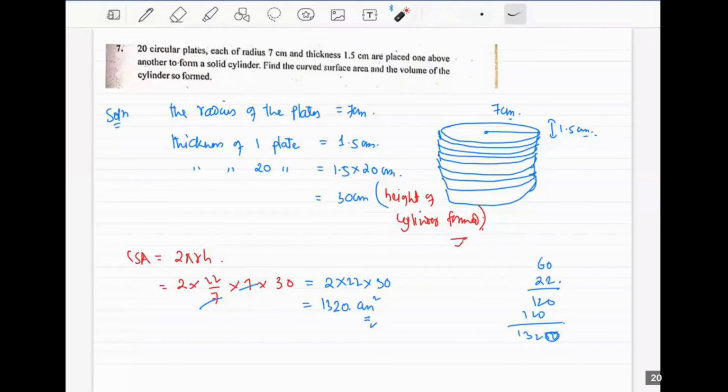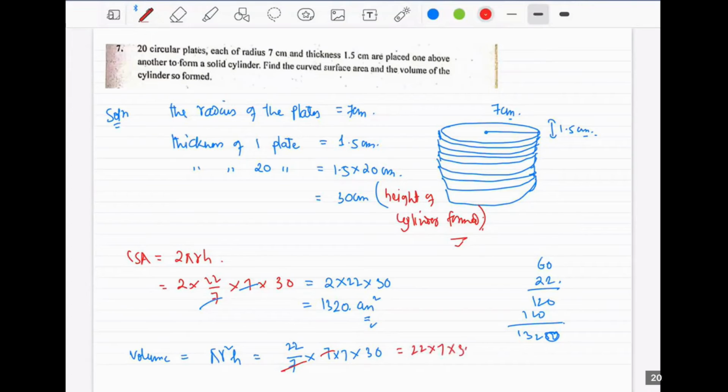And we want the volume also. Easy, right? Radius and height are known, so volume will be how much? Volume will be pi r square h. Just put in the values. So 7 and 7 are cancelled, and we are left with 22 into 7 into 30. You multiply this, it is simple. 7 3s are 21, 21 2s are 42. So we will have 4620. Final value is 4620.